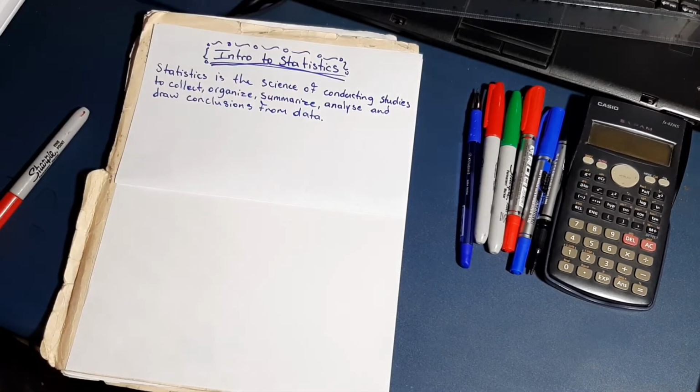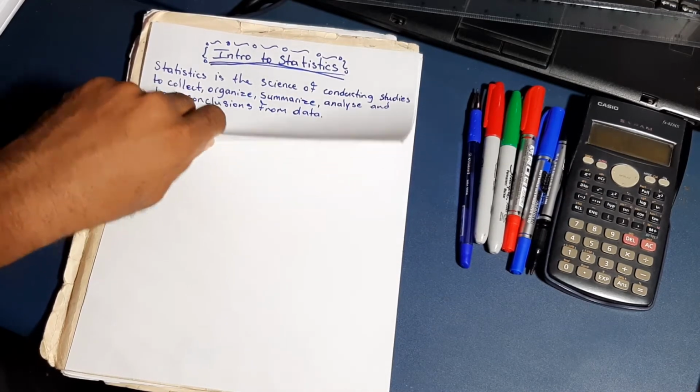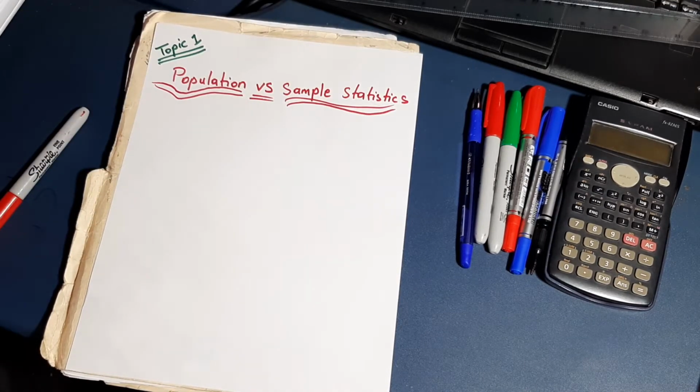So I'll give a small definition here. Statistics is a science of conducting studies to collect, organize, summarize, analyze, and draw conclusions from data. So that was just a small definition for statistics. Now, the first subtopic under statistics is population versus sample statistics.